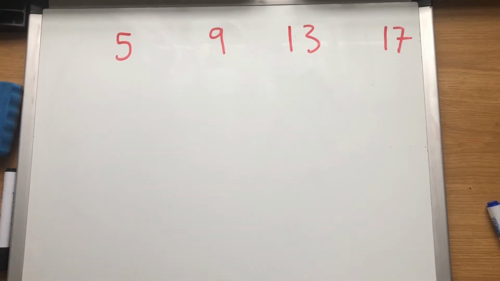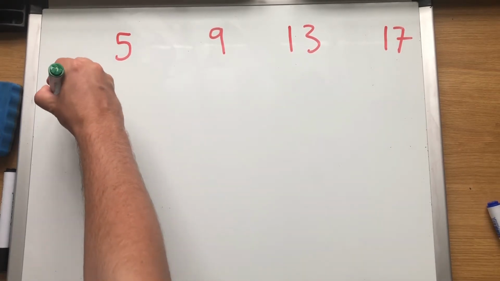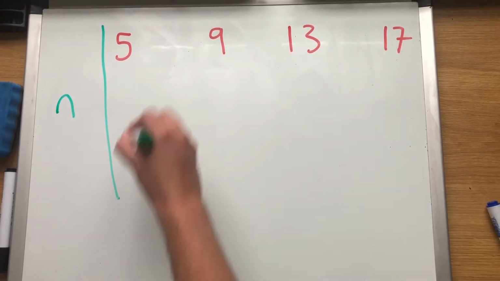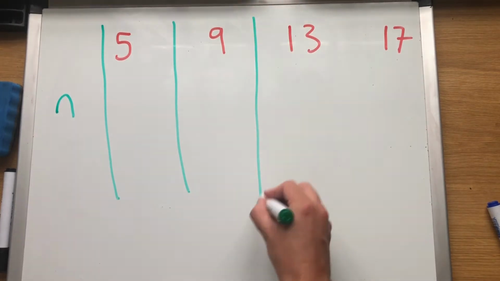This topic here is something some people find really difficult. And the only way to find this difficult is if you're messy. If you're neat with your work, it's going to be fine. So what we're going to do is we're going to write n here. We're going to turn our sequence into columns.